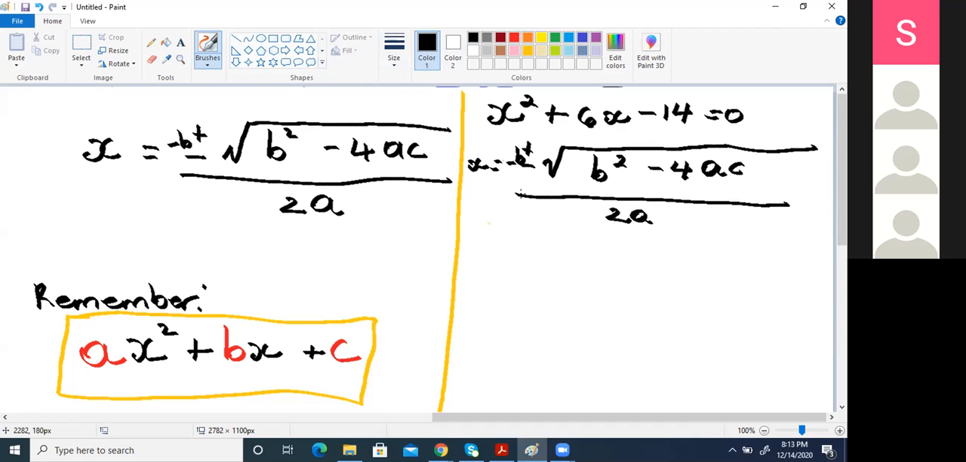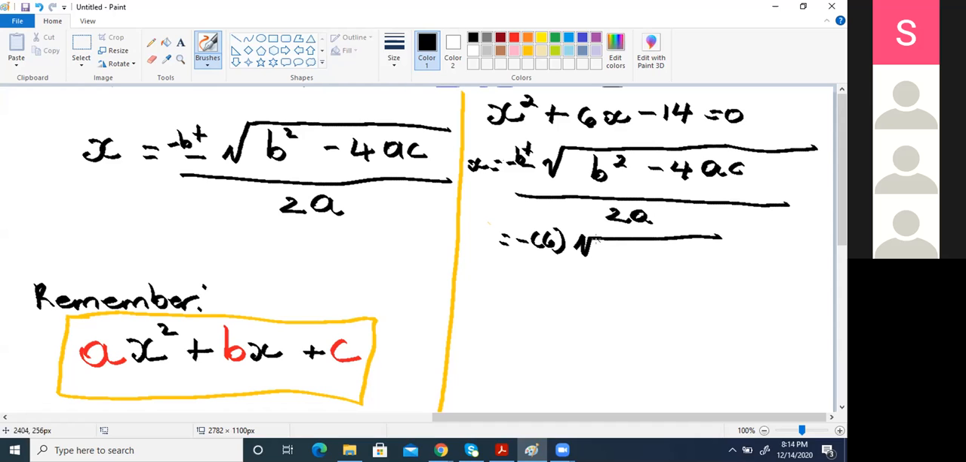Negative b. All right, so let's go now. It says negative b plus or minus. So what is b in this equation? B is positive 6. This equation is calling for negative b, so whatever b is, you're going to negate it. So it will be negative 6.